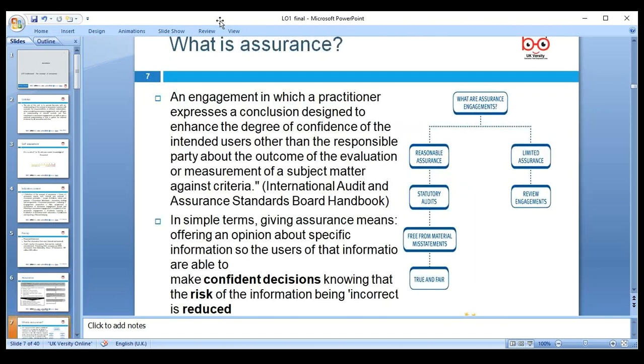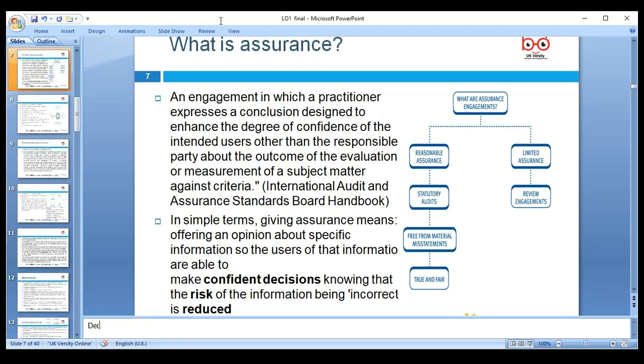Okay, then as we mentioned, assurance is an engagement that expresses a conclusion designed to enhance the degree of confidence of intended users, according to the International Auditing and Assurance Standards Board. In simple terms, giving assurance means offering an opinion about specific information, so the user of the information is able to make confident decisions. Decision making is selecting the best course of action. It means selecting the best option.